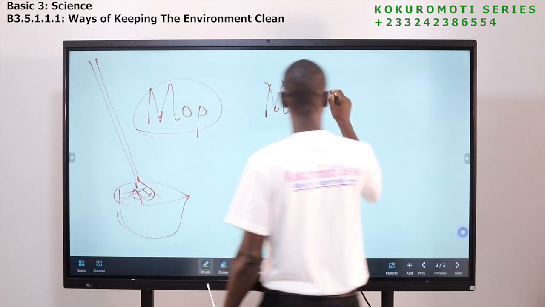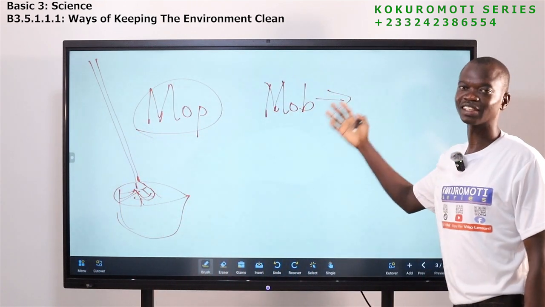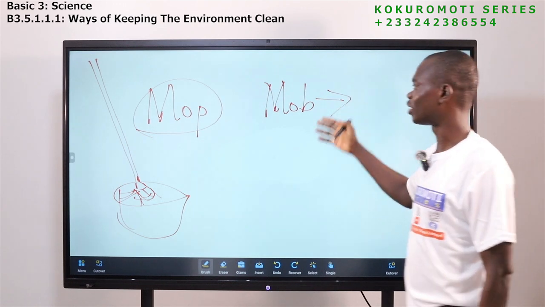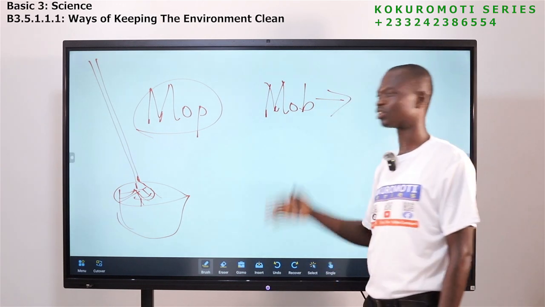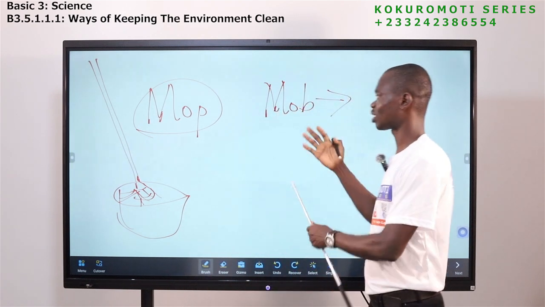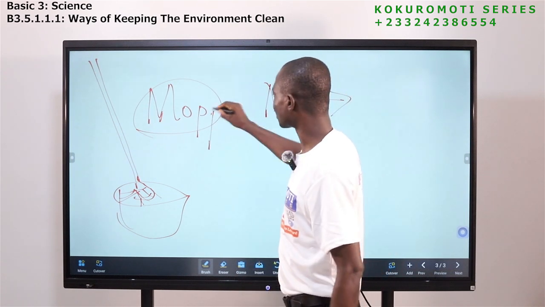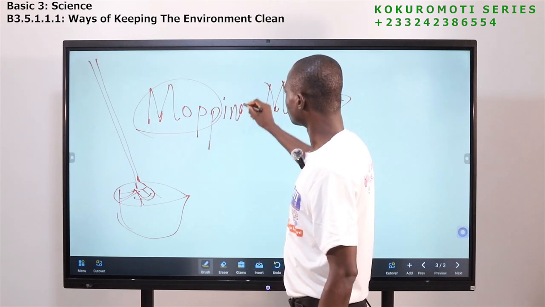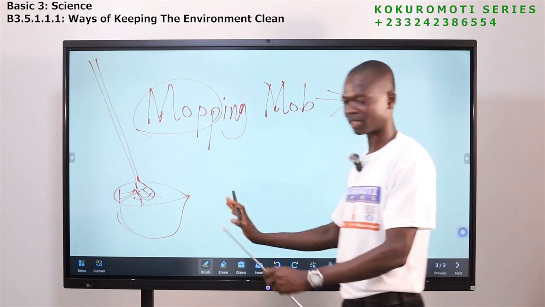But this is different. This one, when people are attacking you, when you are mobbed, it means they are attacking you. They are going to kill you. Lots of people attacking the person. So this is what? Mop, and this is mop. So know the difference. We are talking about this one, mopping. Mopping means that you are using the mop to clean a place.